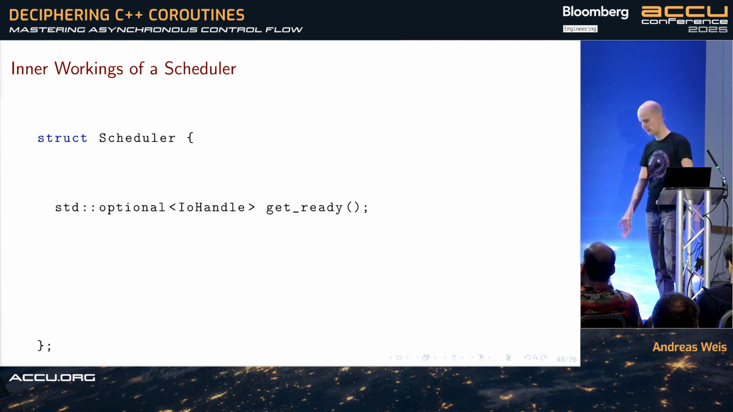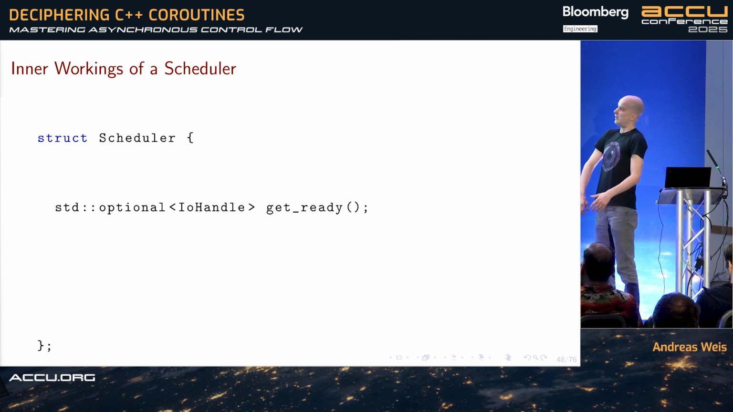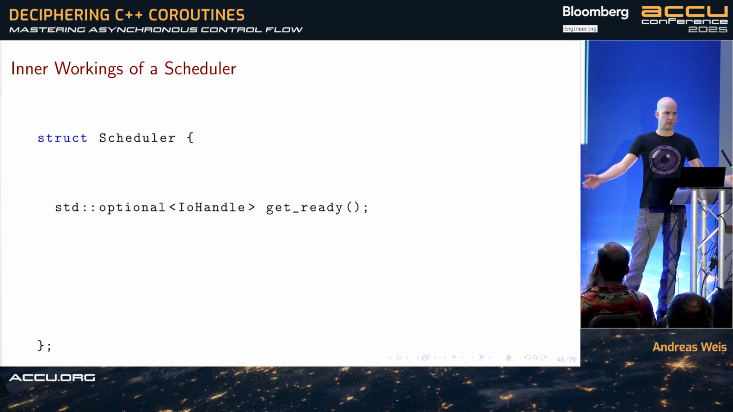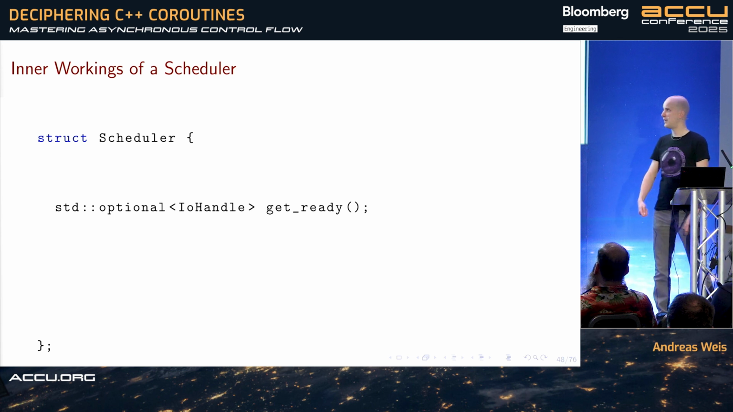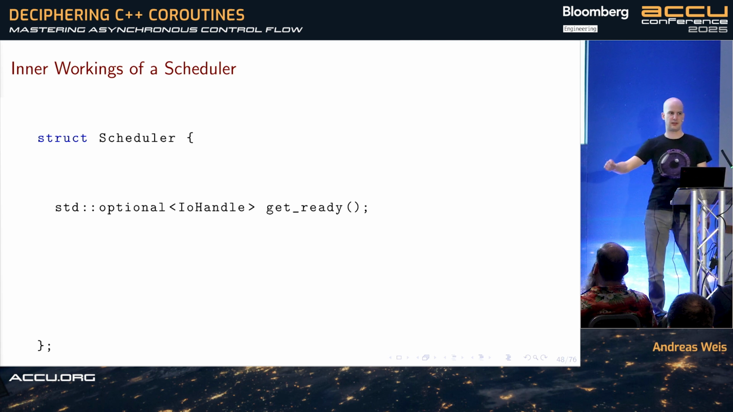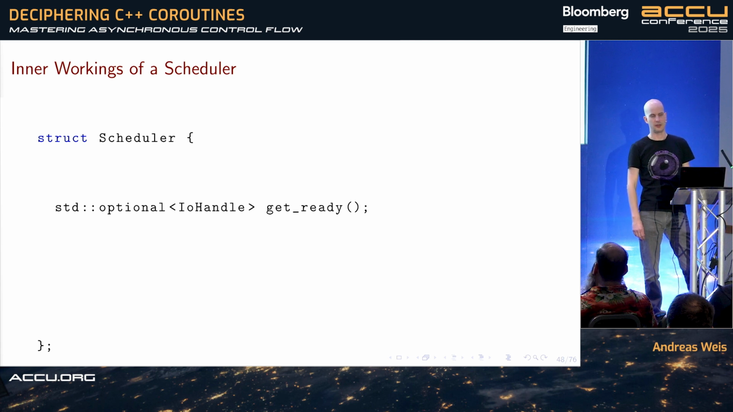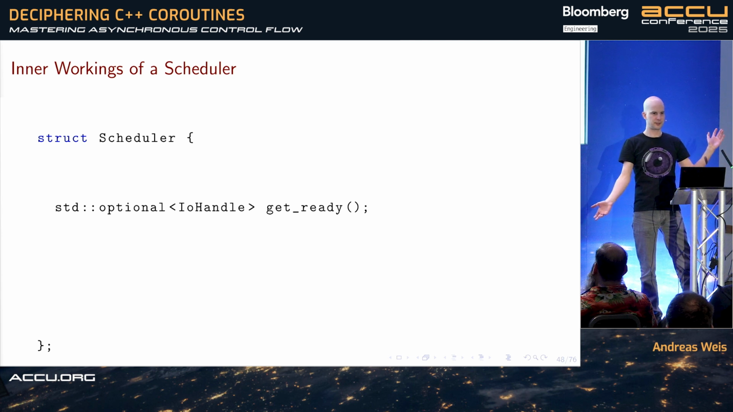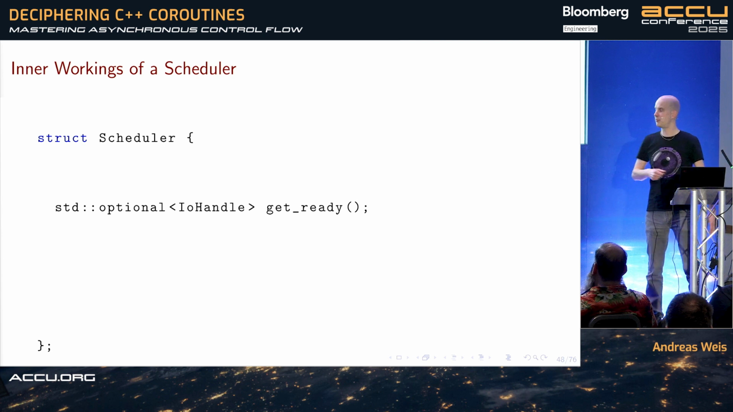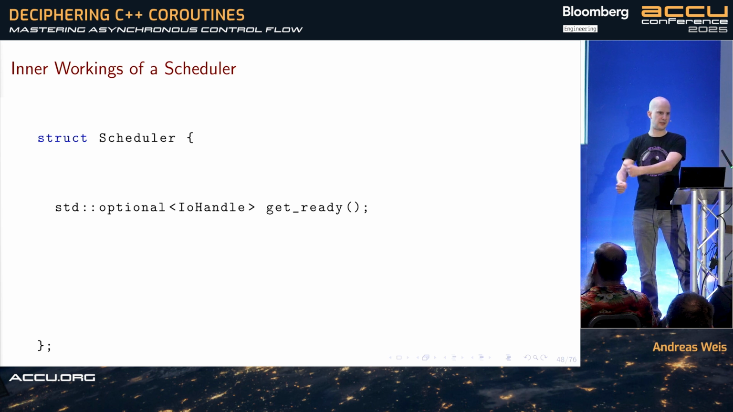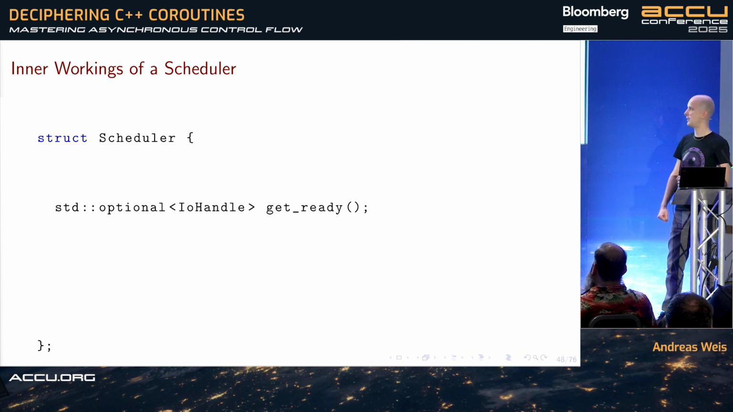So what the scheduler needs to be able to do, whenever somebody asks the scheduler, hey, of all the pending IO requests, is any of those ready? Then it will either say, no, none is ready, or it will say, yeah, sure, this handle has an operation that has already completed, right? So that's what getReady does. It either returns nullopt if nothing has completed or nothing is there, or if something has completed, I get a handle back to one of the operations that has completed.